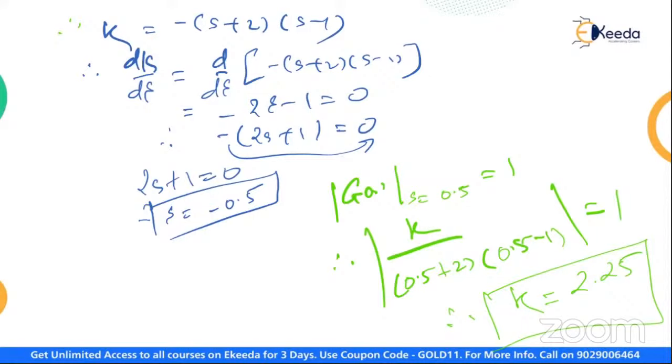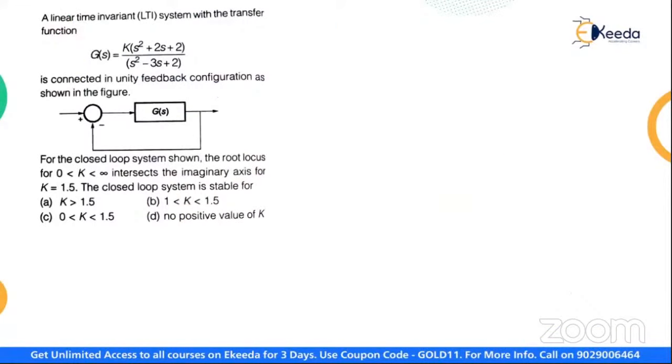Now, let us take the next one. A linear time invariant LTI system with the transfer function K into s squared plus 2s plus 2 upon s squared minus 3s plus 2 is connected in a unity feedback configuration as shown in the figure.